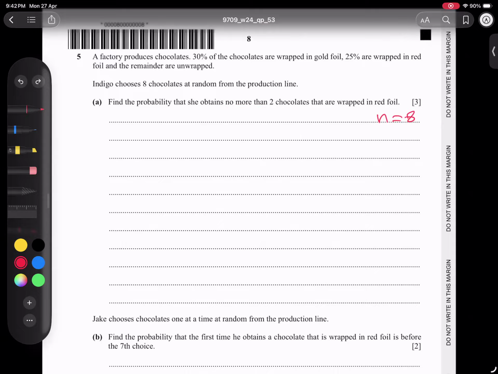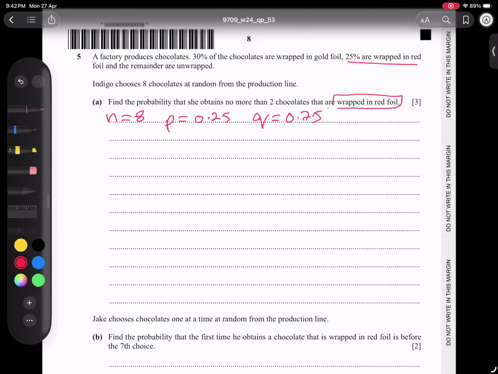So first of all, we talk about wrapped in red foil. This is our concern. So 25% wrapped. The n value is given: n is 8. The probability of favor, I'm favoring 0.25, and not favor is 1 minus 0.25, which is 0.75.